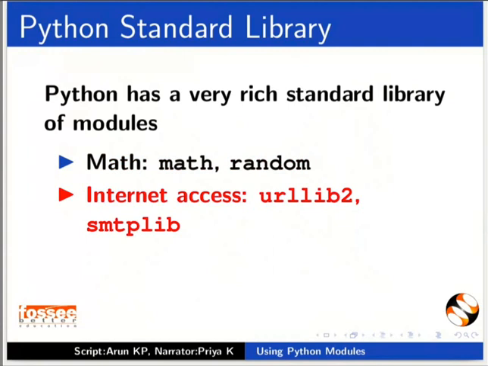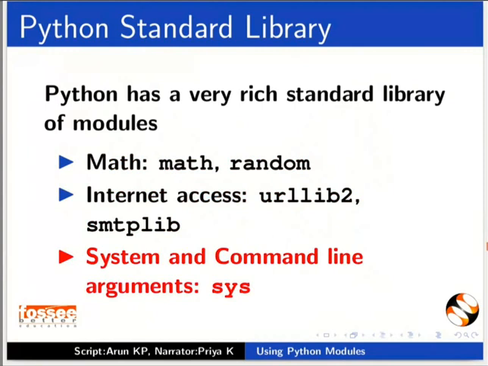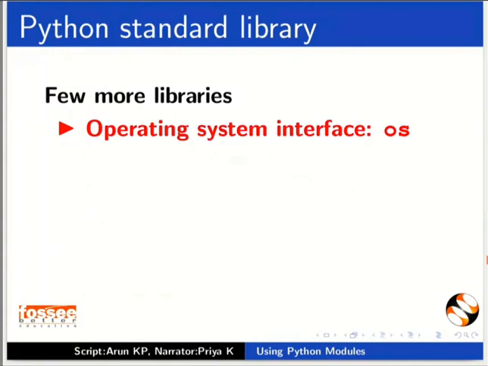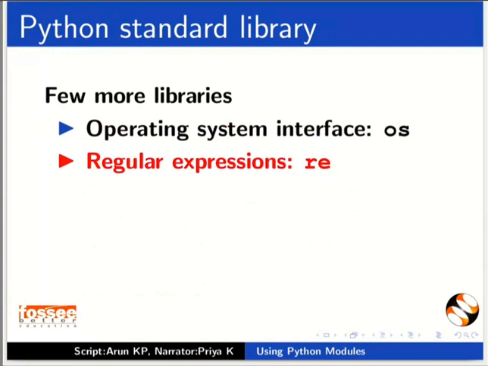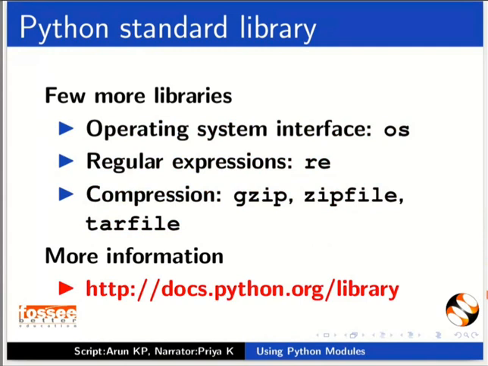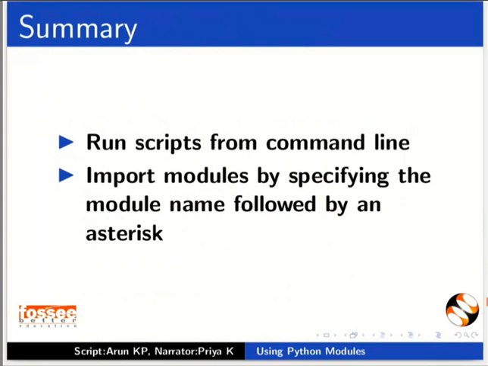Python has a very rich standard library of modules. Some of the standard modules are: for math, math, random; for internet access, urllib2, smtplib; for system and command line arguments, sys. Few more libraries: for operating system interface, os; for regular expression, re; for compression, gzip, zipfile, tarfile. For more information, refer to the below link.